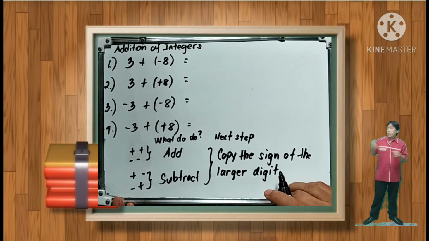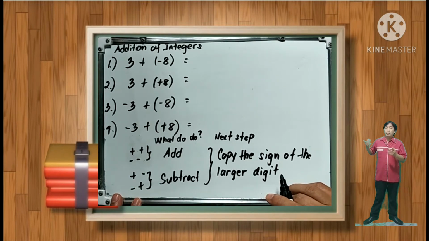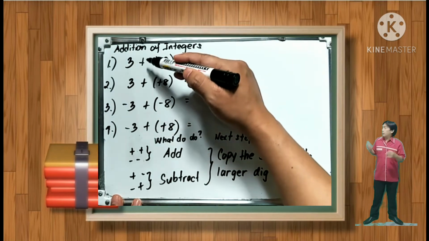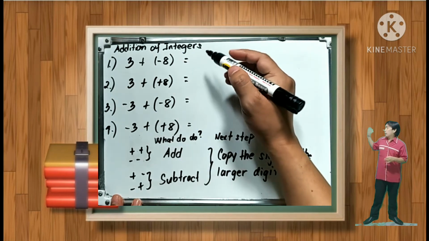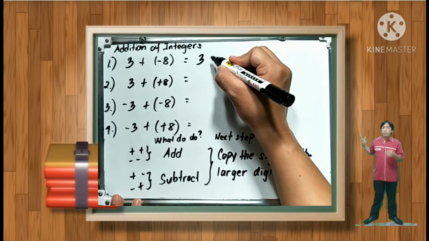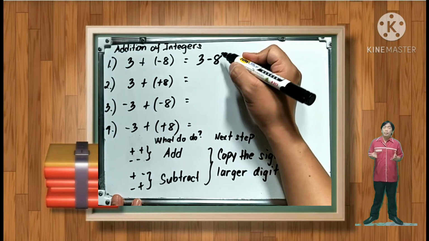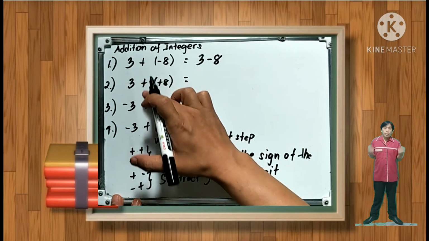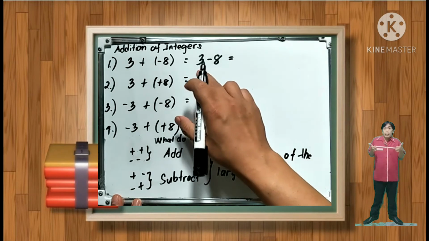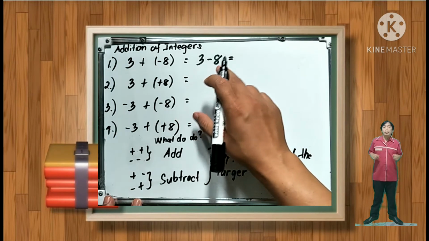Our topic for today is addition of integers. Okay, now, the first step that we are going to do, since this is addition, is to disregard the addition sign or the addition operation. So let us just copy 3, then the negative 8. In short, ignore the plus. Okay? So, we have 3 minus 8.